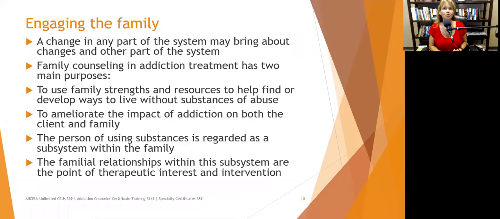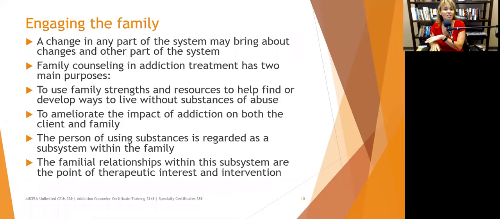The person using substances is regarded as a subsystem within the family. Every person is their own subsystem. So we need to look at, how does this subsystem interact? And I want you to think of a big factory, or the electric grid for the United States. There are lots of grids here and there, and each substation has its own grids and its own backups.